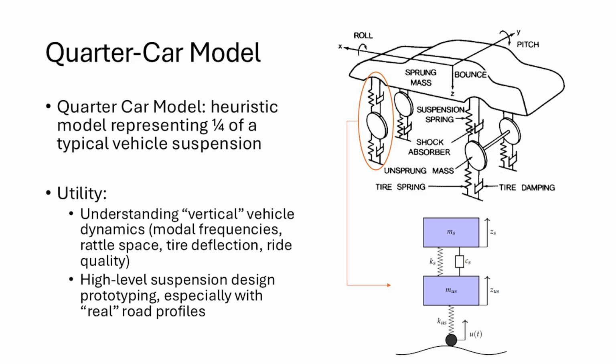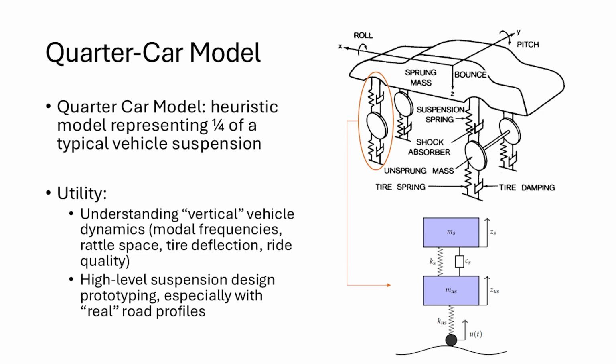In this video, we'll build a quarter car suspension model in Simscape. The quarter car model is a simplified representation of one corner of a vehicle, and it's commonly used to study vertical vehicle dynamics like body motion, wheel motion, and ride response to road inputs. It's simple enough to work with quickly, but still detailed enough to give us useful insight into a vehicle's dynamics.